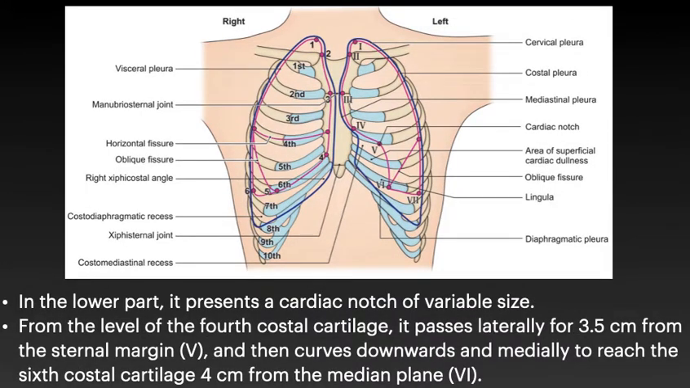Now, in the lower part, on the left side, it presents with a cardiac notch of variable size from the level of the fourth costal cartilage. It passes laterally for 3.5 cm from the sternal margin, then curves downwards and medially to reach the sixth costal cartilage 4 cm from the median plane.